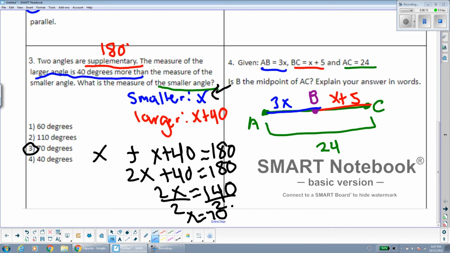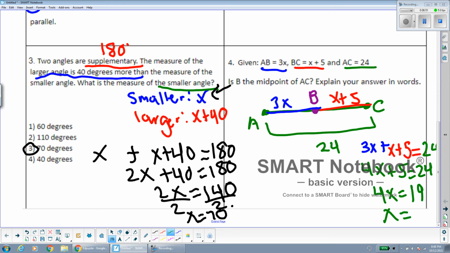So there's many ways that we can do this, but what I'm going to do is make an equation that says if I take AB and I put it together with BC, I should get the whole line segment AC, which is 24. Combine my like terms, 3x plus x is 4x. So we have 4x plus 5 is equal to 24. Subtract 5 on both sides. We have 4x is equal to 19.